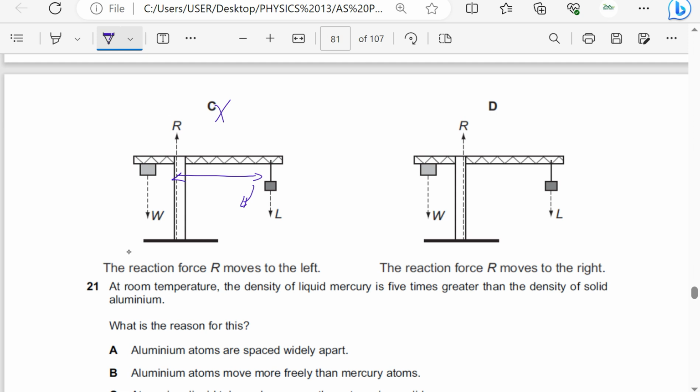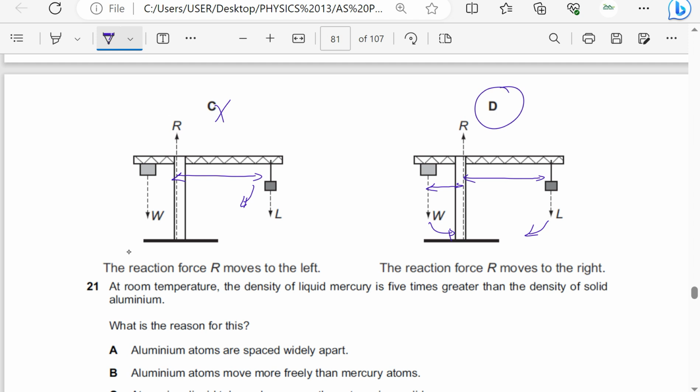The reaction force R moves to the right. If the reaction force R moves to the right, then it tends to reduce the distance between L and the point where the reaction force is acting. That means this distance here for the weight to the position where R is acting increases, to try and balance the other one. So the reaction force R moves to the right, so the answer is going to be D.